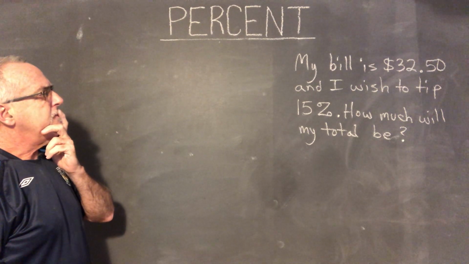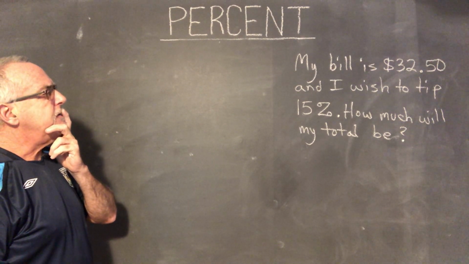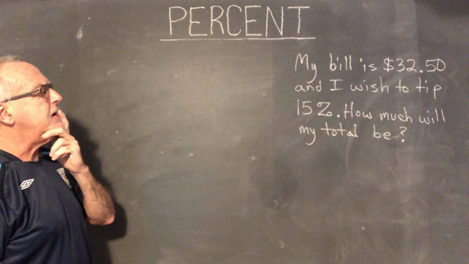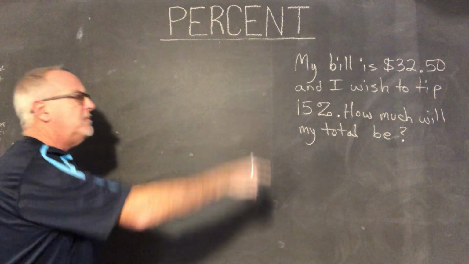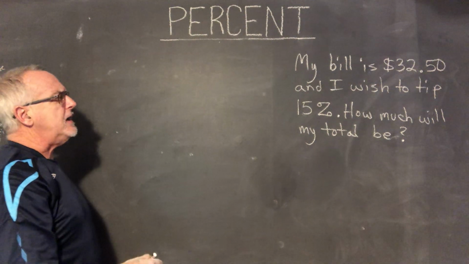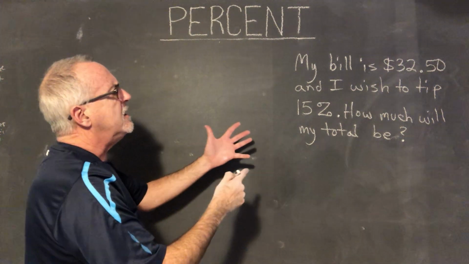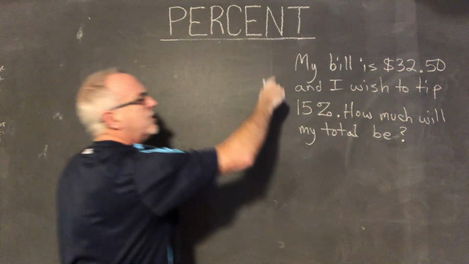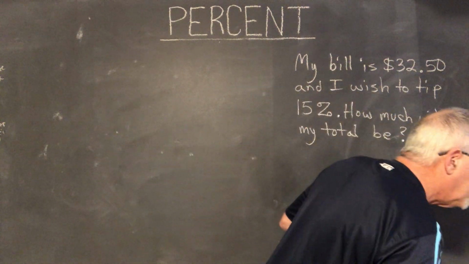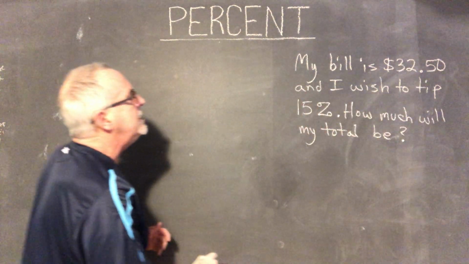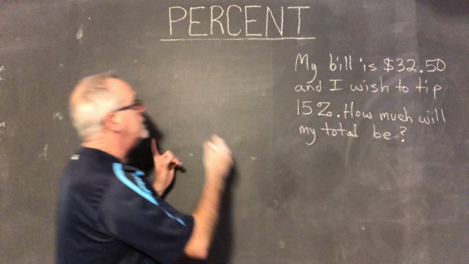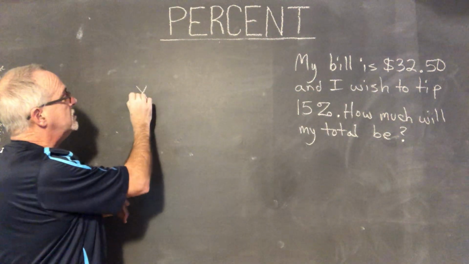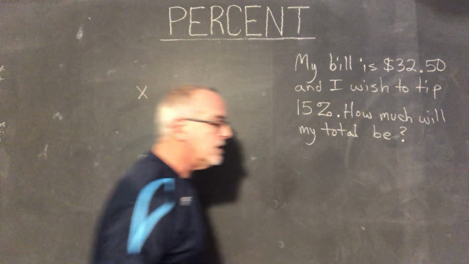So my bill is $32.50, and I wish to tip 15%. I want to know what 15% of $32.50 is. This sounds so much like the questions we were doing last week. It's just rephrased from a word problem situation. My bill is $32.50, and I wish to tip. So this is how I'm going to build it. X, which is what my total is going to be. Wait a second.